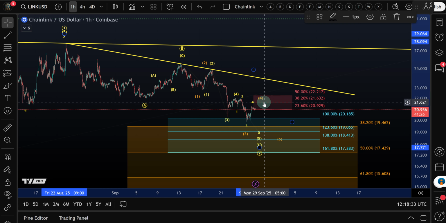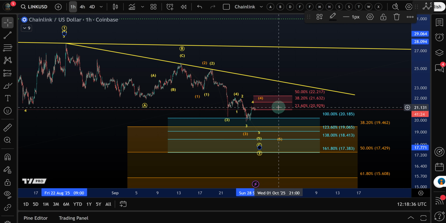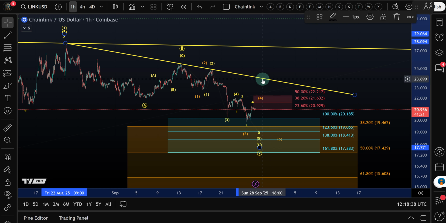But as I said, once we get a 5-wave move up above $22.22, that's our first signal a low is in, but really more meaningful would be a break above this yellow trend line. So that's the update on Link.